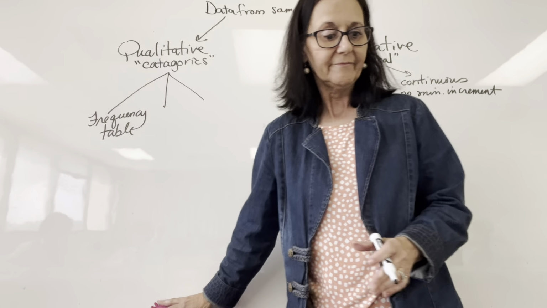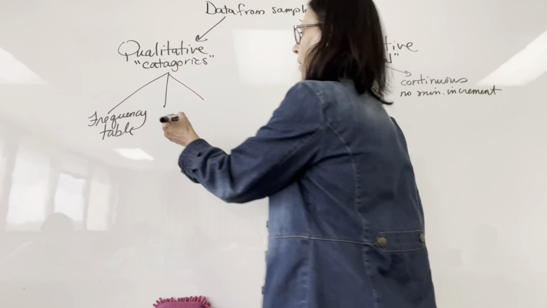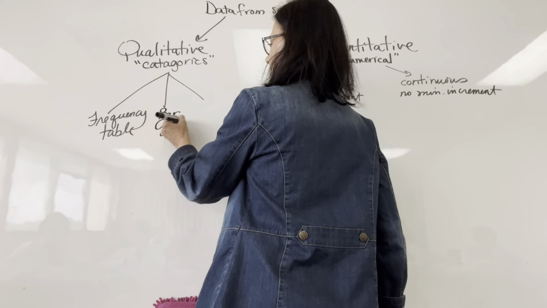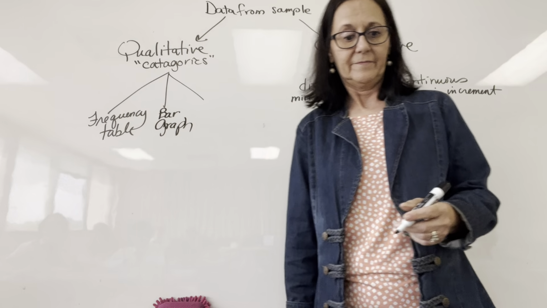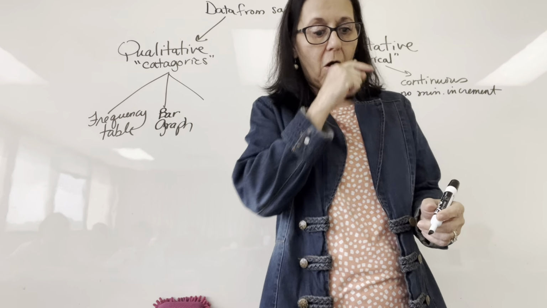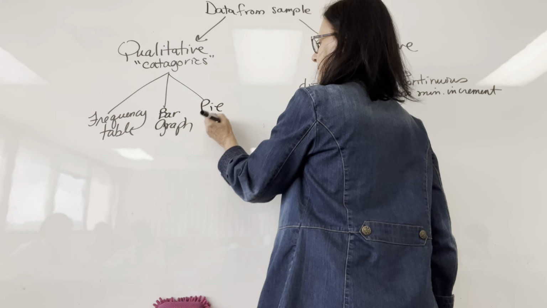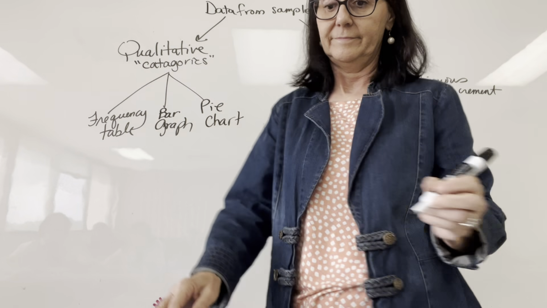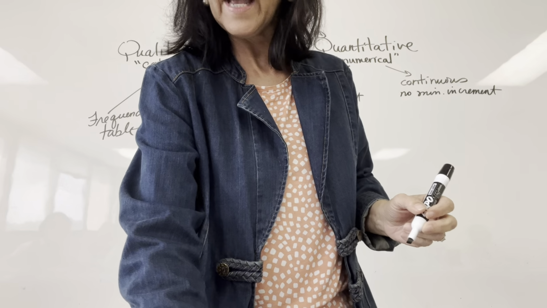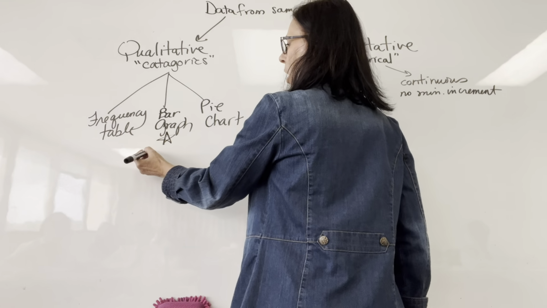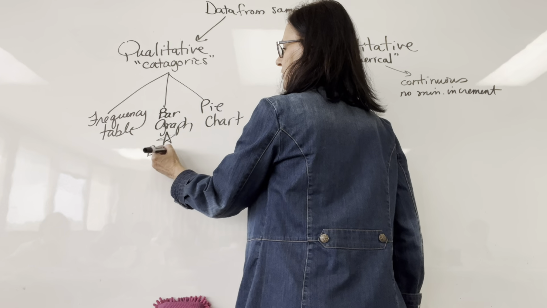Okay. Good. It could be a bar graph. Or we could represent it in a pie chart. Right? Those are the ways we could represent it. Okay, here's what I want to make note of. In a bar graph, the bars do not touch.